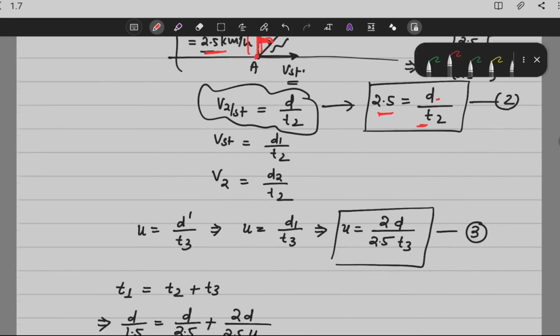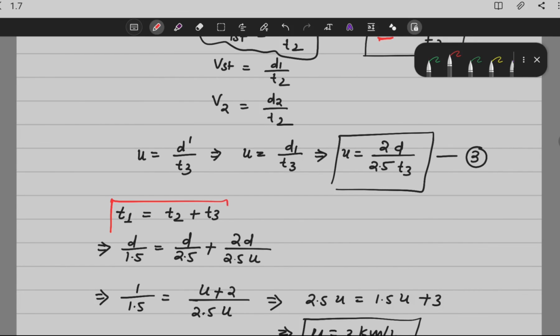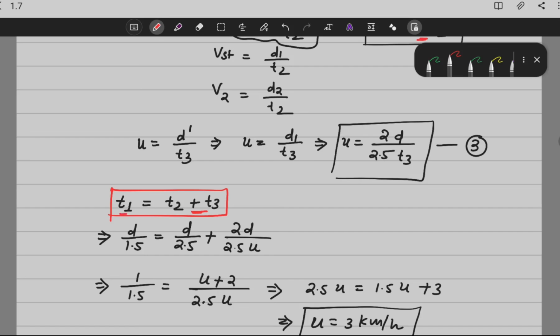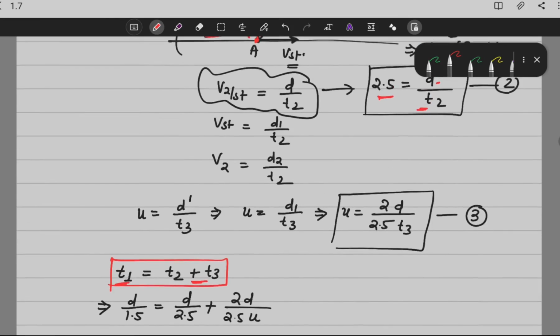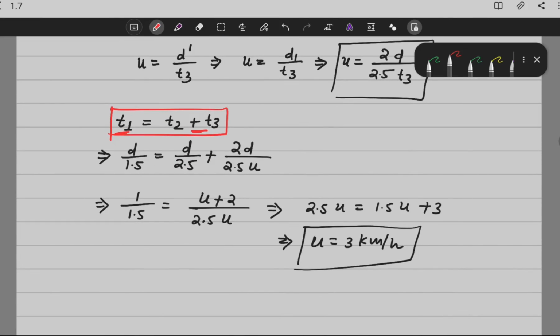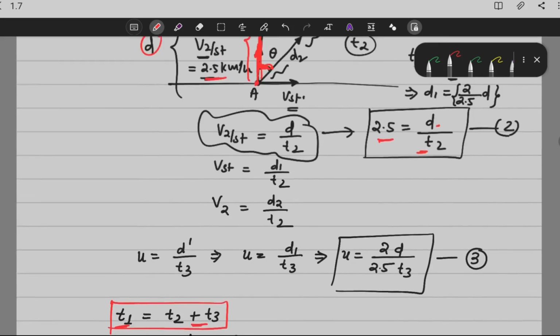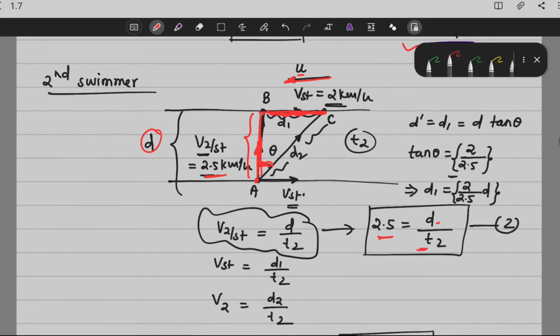And then we have written the equation of total time taken by swimmer 2 is equal to time taken by swimmer 1, and then we have substituted the values of t1, t2 and t3, and finally we got the value of u, that is the velocity with which it is walking on the other bank.